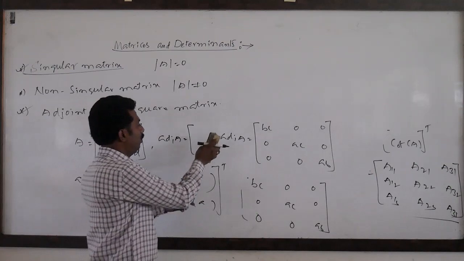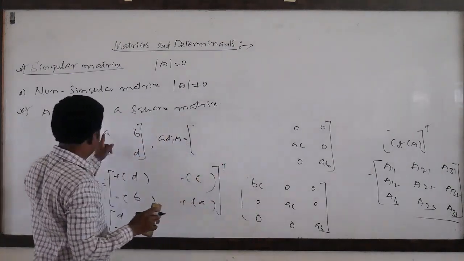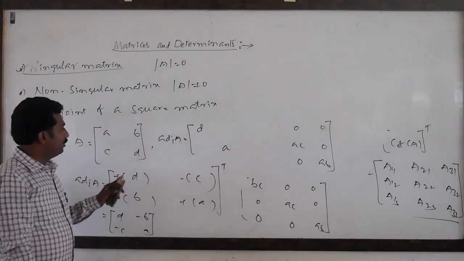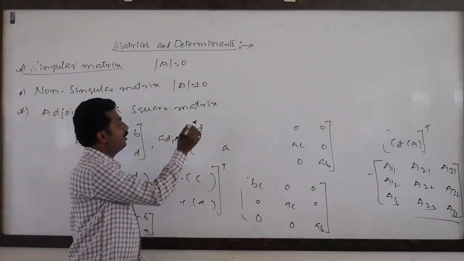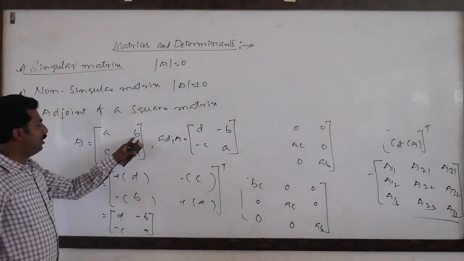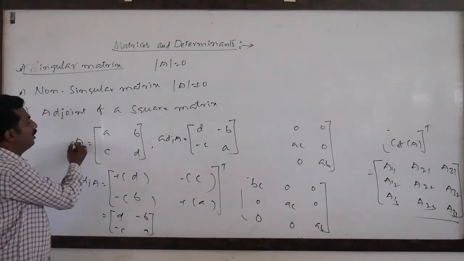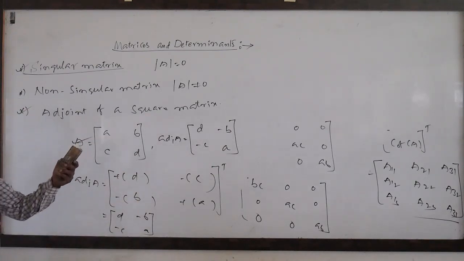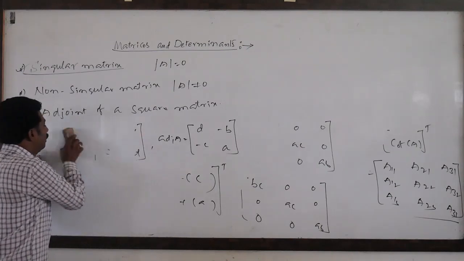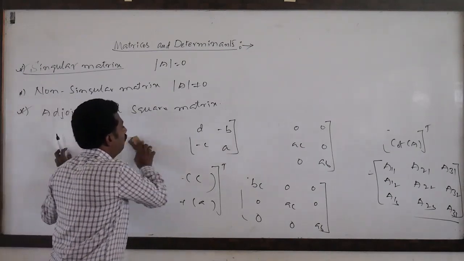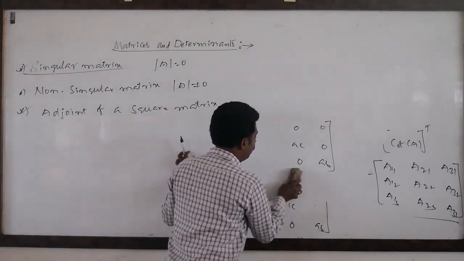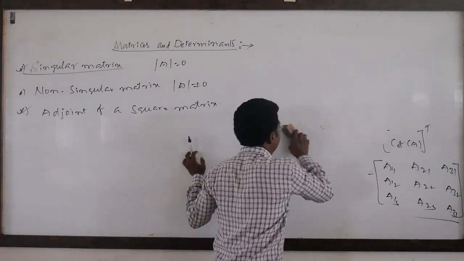See, how to write the adjoint of A directly? Very clear. Interchange the principal diagonal elements, D, A. Change the signs of the remaining elements, minus B and minus C. So this is the way of writing directly the adjoint of a 2 by 2 square matrix. Next, properties of the adjoint of a square matrix.